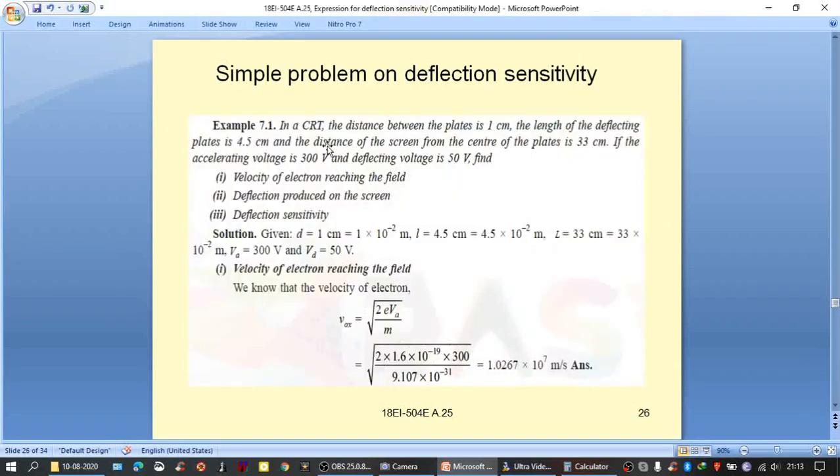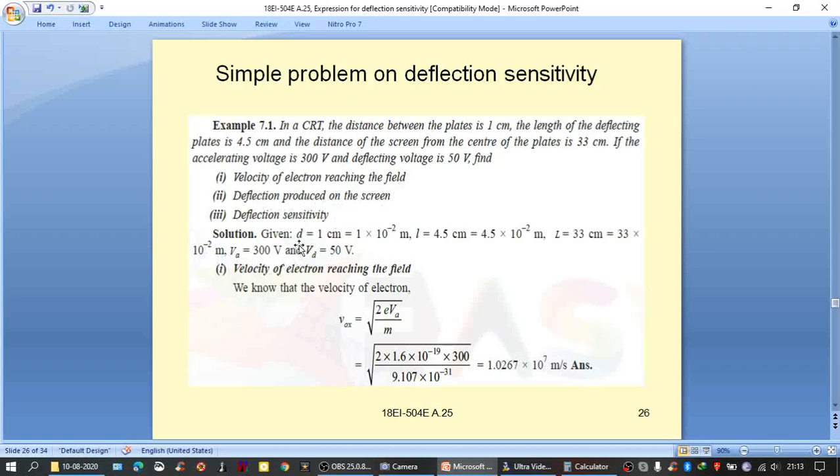Second example. In a CRT, the distance between the plates is 1 centimeter. The length of the deflection plates is 4.5 centimeters, and the distance of the screen from the center is 33 centimeters. If the accelerating voltage is 300 volts and the deflecting voltage is 50 volts, then find the velocity of the electron reaching the field, the deflection produced on the screen, and the deflection sensitivity.